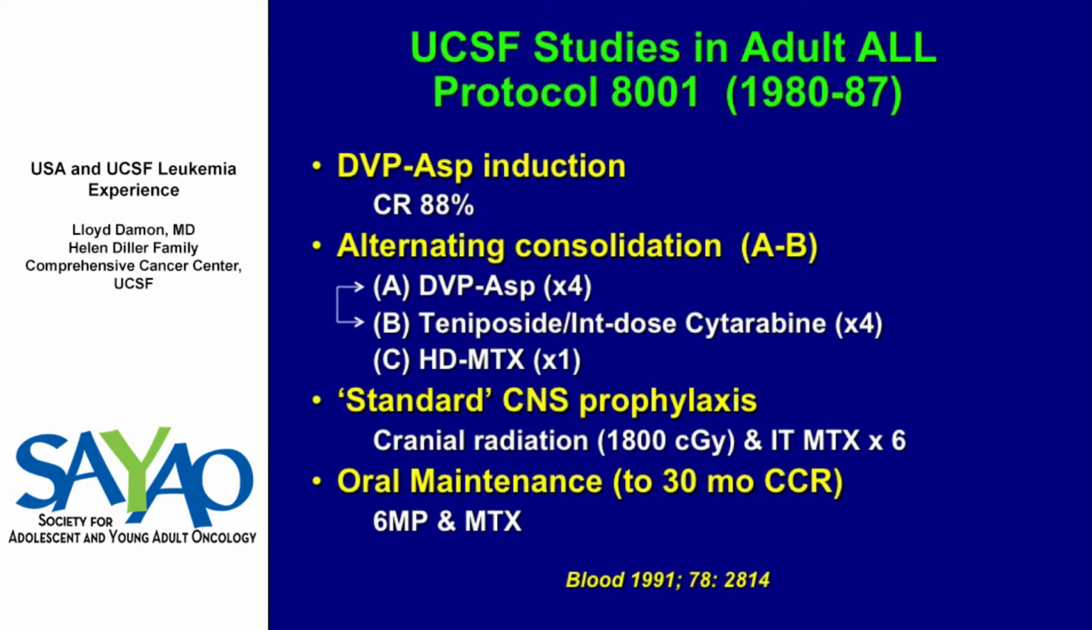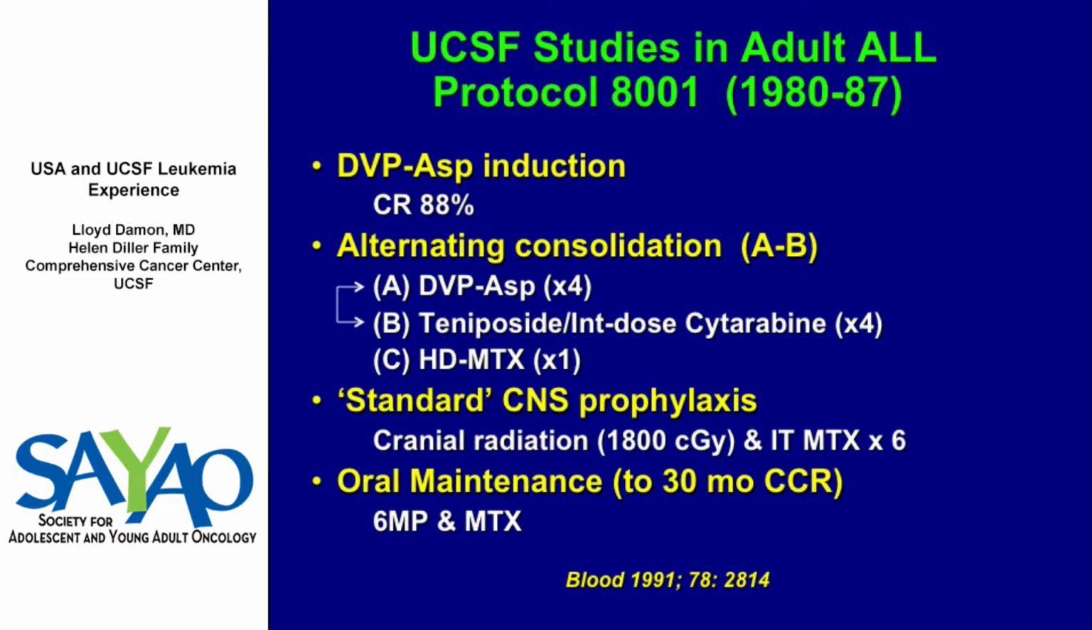So what's the history of ALL therapy in adults at UCSF? It began in 1980. Dr. Linker put together Protocol 8001, a 4-drug induction regimen including L-asparaginase. That was 12 doses of L-asparaginase and had a complete remission rate of 88%. And you have to think backwards to know this was really sort of the infancy of using asparaginase in adults.